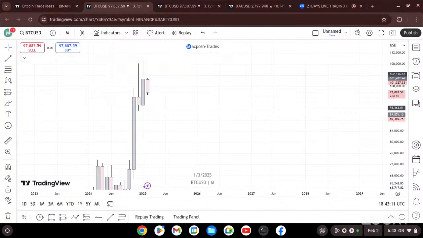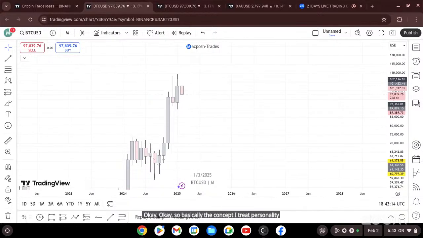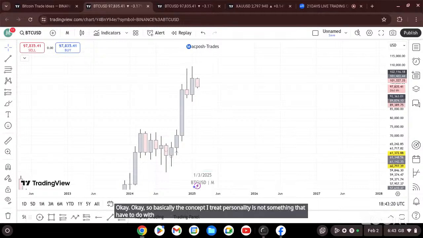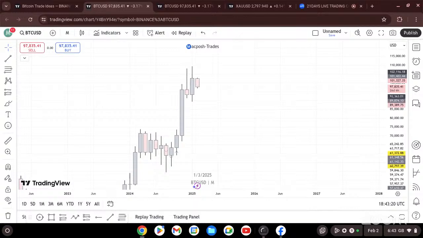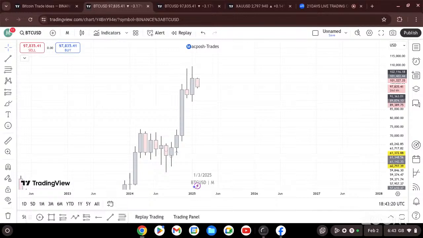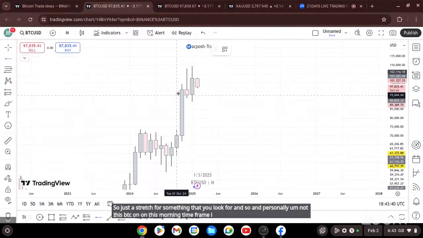Okay, so basically the concept I trade personally is not something that I have to do with many things. It's not something that I have to do with indicators or the rest. It's just straightforward, something that you look for. And looking at this BTC on this month time frame, I can see a key level here.